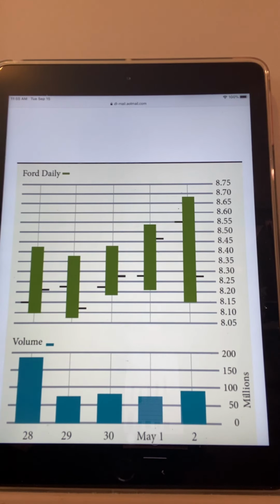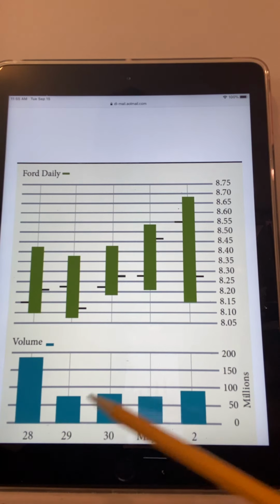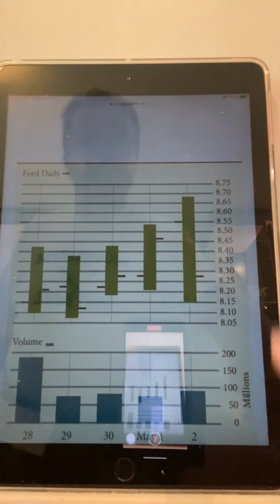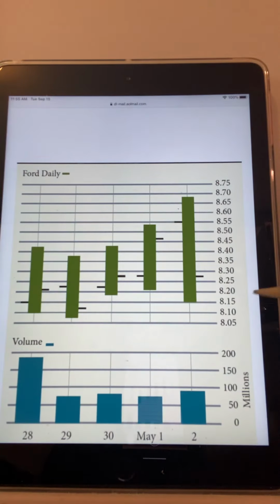Accompanying that stock bar chart, down below, you see volume. And as you recall, what is volume? It's the number of shares traded. And in this case, the volume is in millions for each day. So looking at that bar chart, we're going to ask several questions. And one more thing on the chart, the vertical axis gives the price of this share of stock for Ford. It's labeled from $8.05 to $8.75.